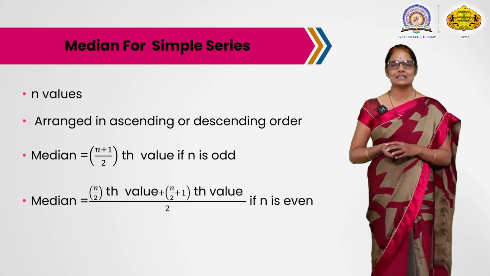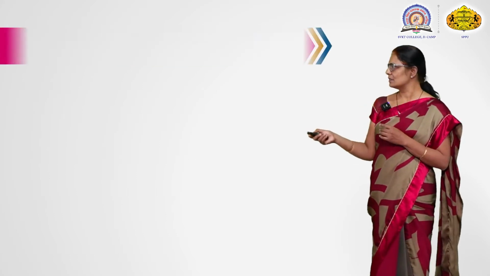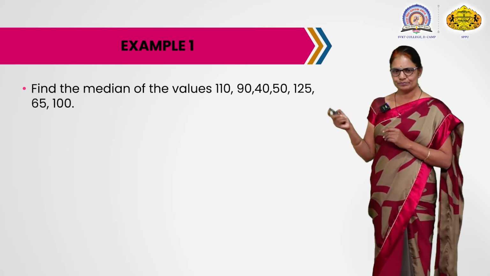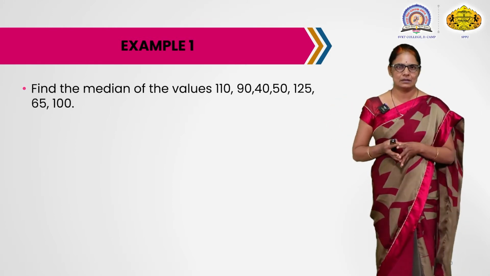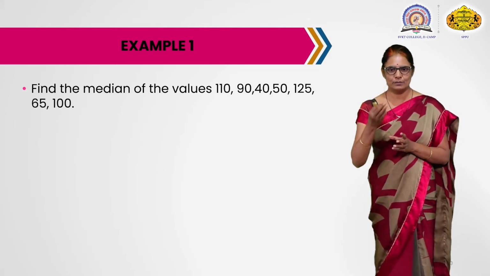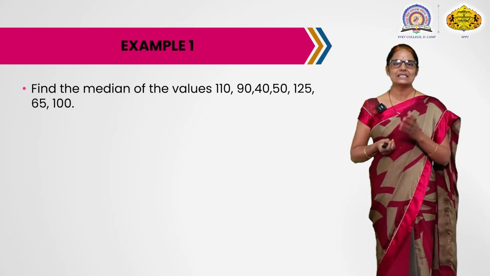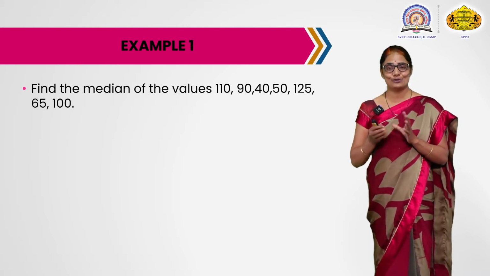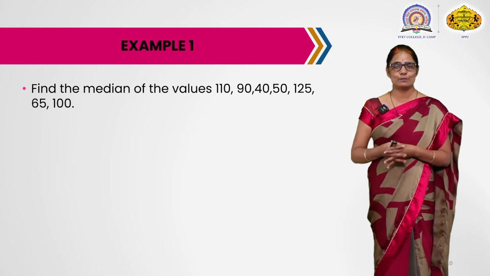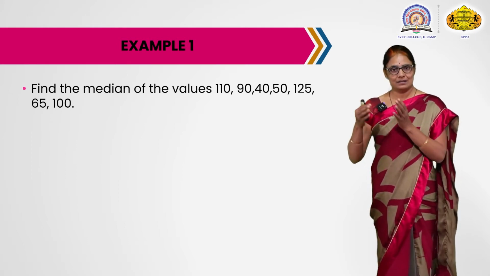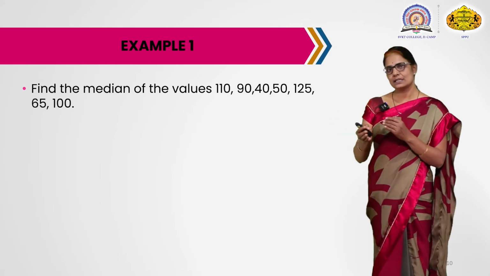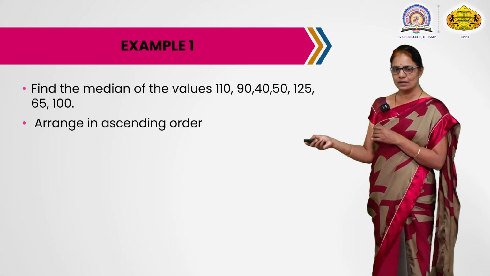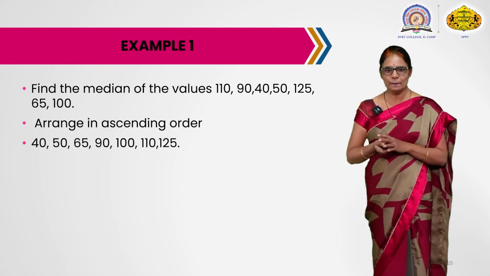Now let us consider some examples using these formulas. We consider the simple series. Now take the first example. We consider a small number of observations here. The question is to find the median of the given observations. The first thing is we should arrange these observations in either ascending or descending order, that is smallest to largest or largest to smallest. Now I have written here all the observations in ascending order.